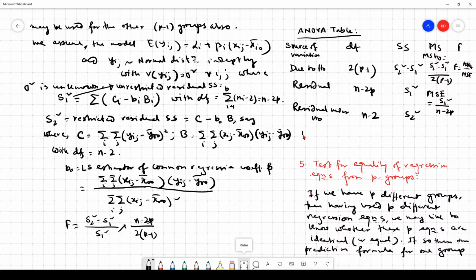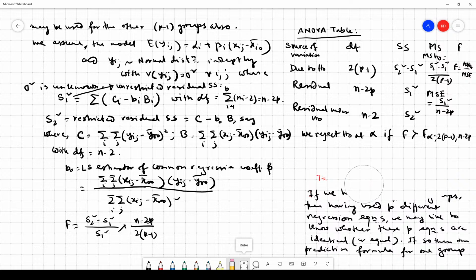We reject H naught, that is, all the regression equations are the same, at level alpha if the F ratio F is greater than F alpha with 2 into P minus 1 and n minus 2P degrees of freedom, where this F alpha is the upper alpha percentile of the F distribution with degrees of freedom 2 into P minus 1 and n minus 2P. Otherwise we accept.